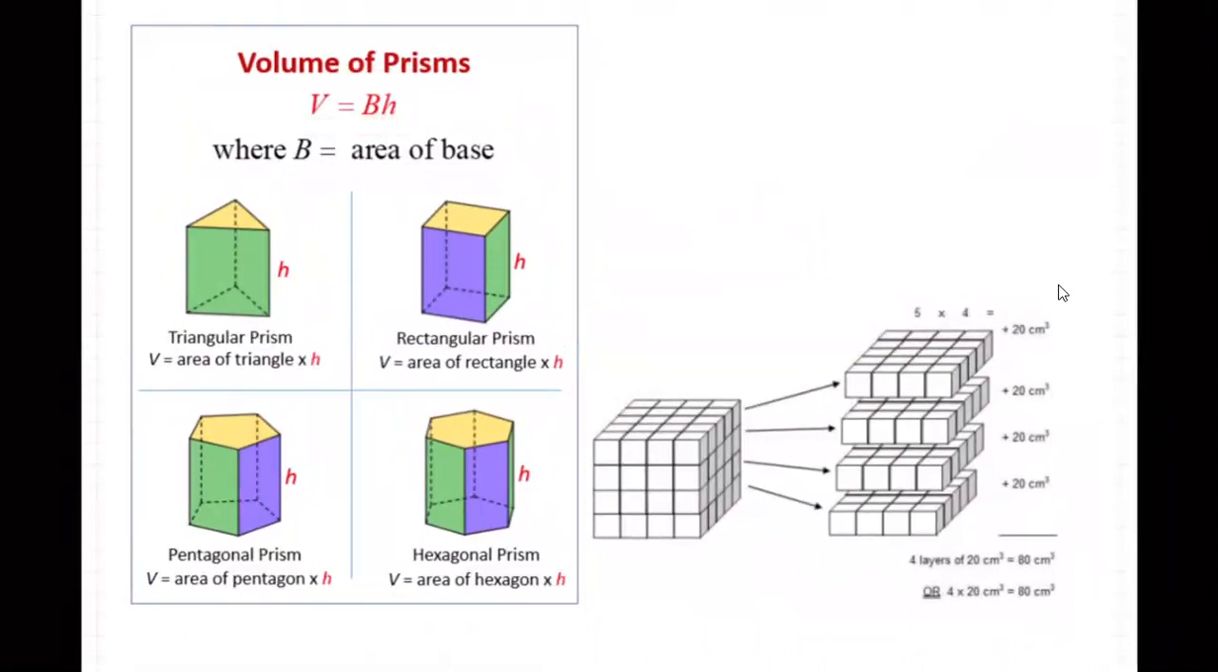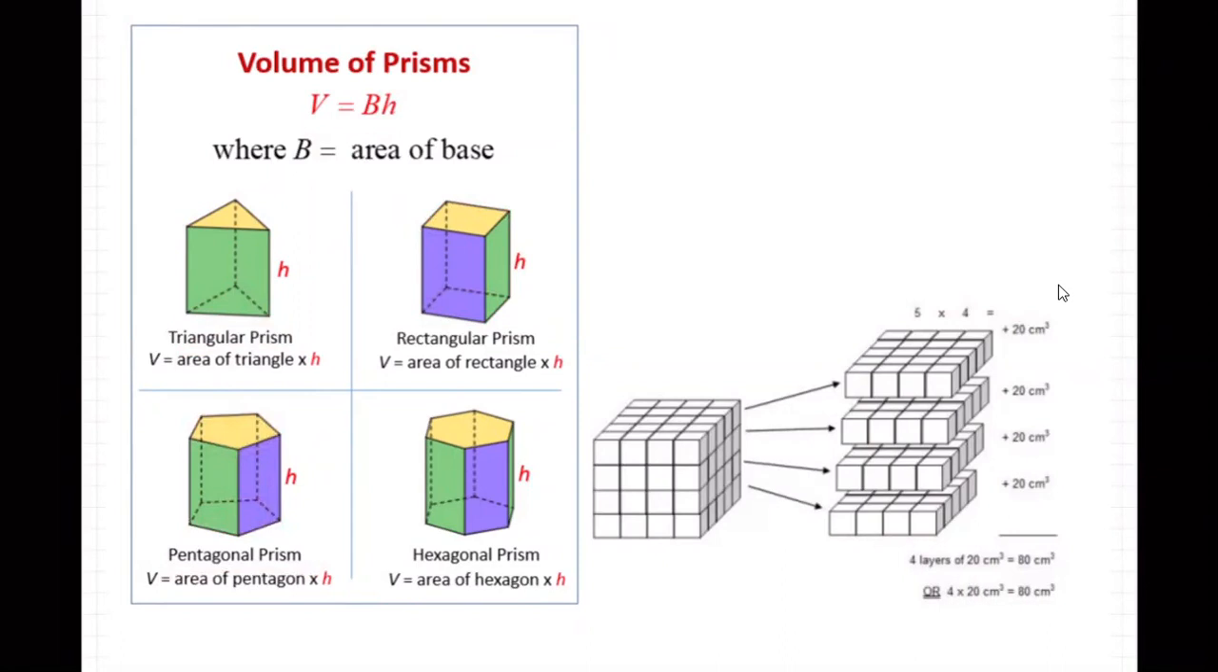For example, here's a rectangular prism. It's got a rectangle on the ground, a rectangle on the top, height in between. That's what we mean by prism, by the way. It's any shape that has the same shape on the bottom and the top, like a triangle on the bottom and top, straight sides in between. That's called a triangular prism. Or a pentagon, top and bottom, straight sides in between. That's called a pentagonal prism, etc.